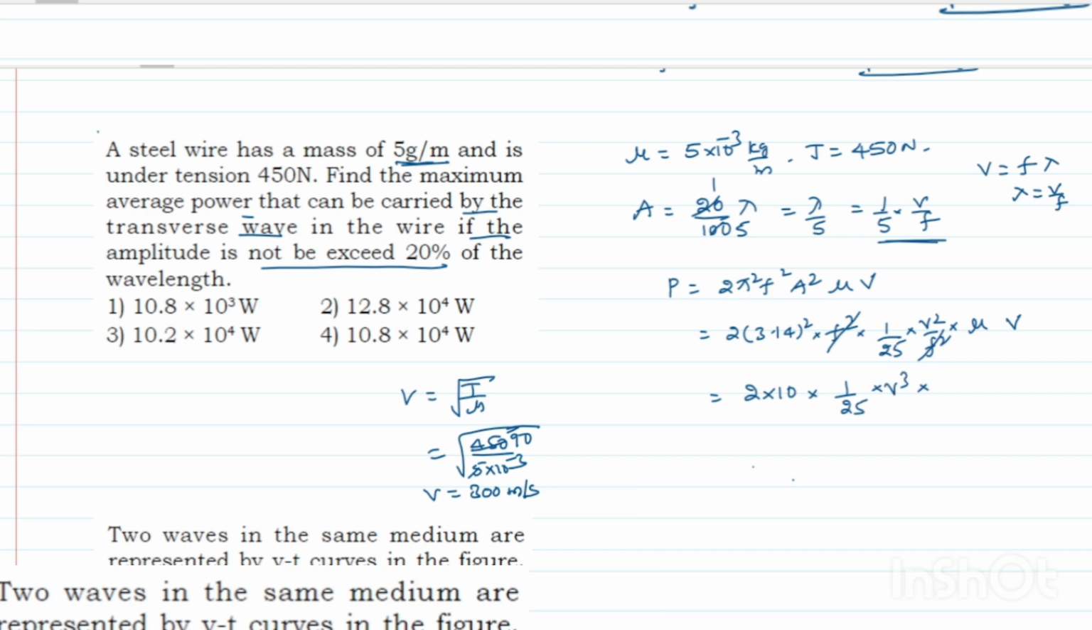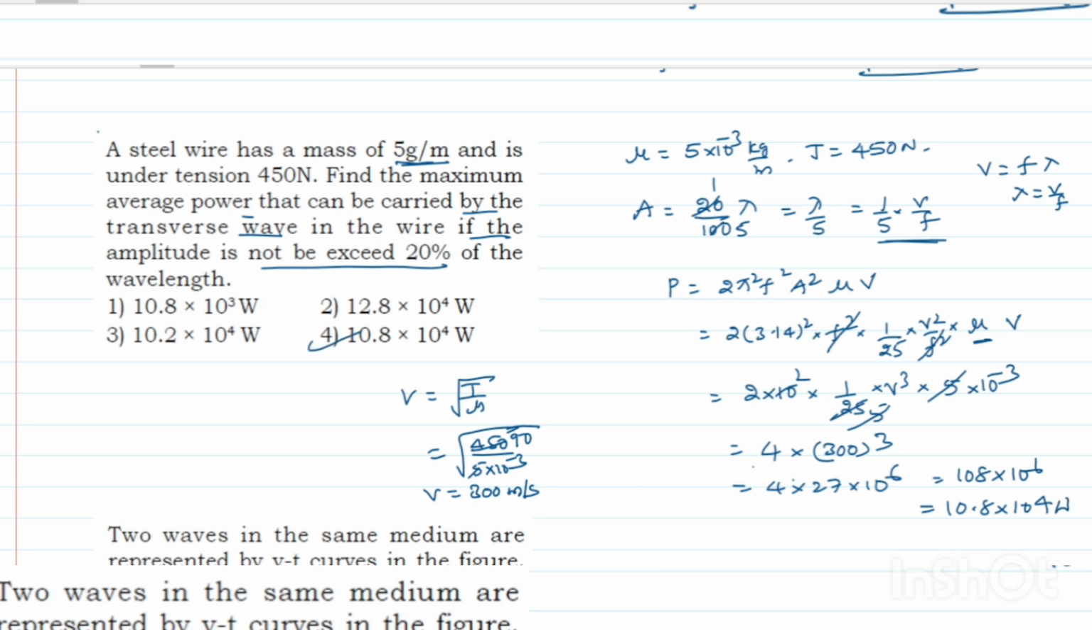So here mu value, here we forgot, here mu will be getting as 5 into 10 power minus 3, students, and here 5 2s will be getting, and 2 2s will be getting as 4, 4 into V cube. In the sense here you can take as 300 whole cube, and 4 into 27 into 10 power 6, and this is 108 into 10 power 6 will be getting, and it's nothing but 10.8 into 10 power 4 watts. So 10.8 into 10 power 4 watts is the correct answer.